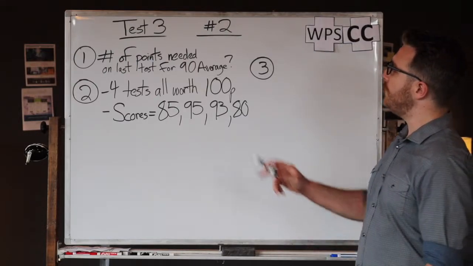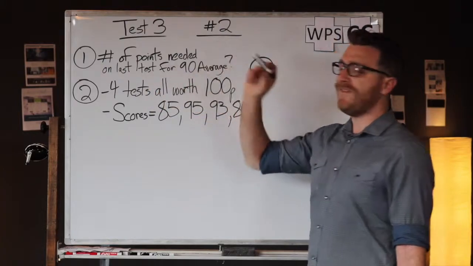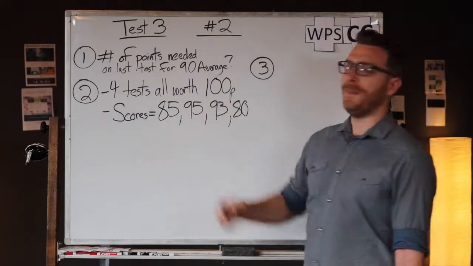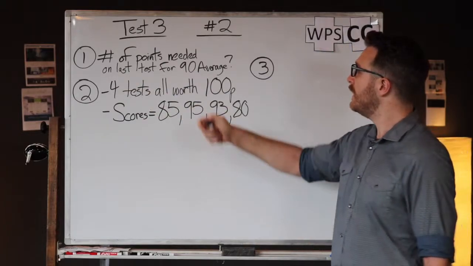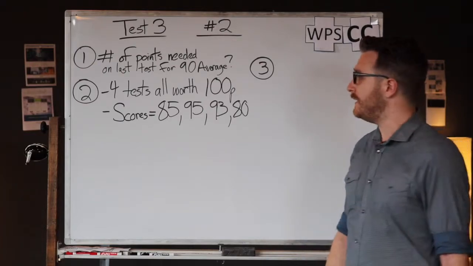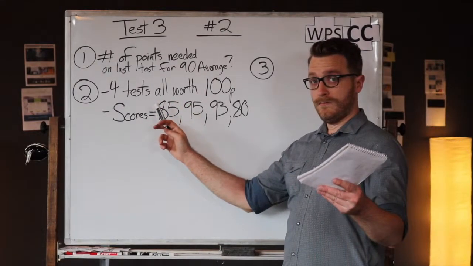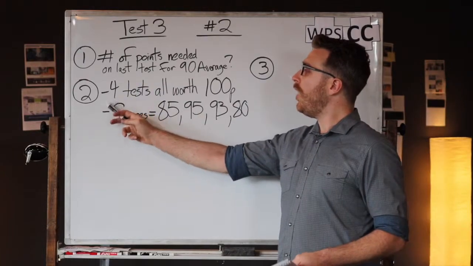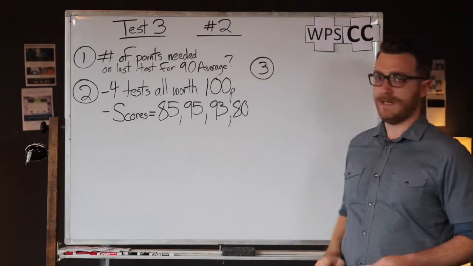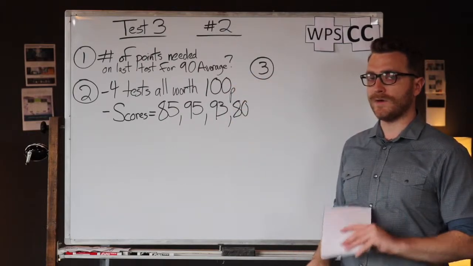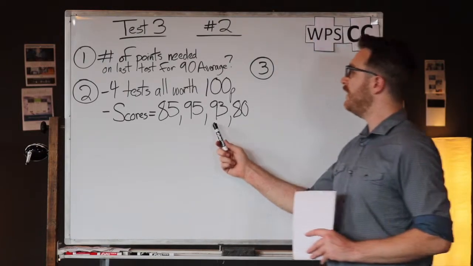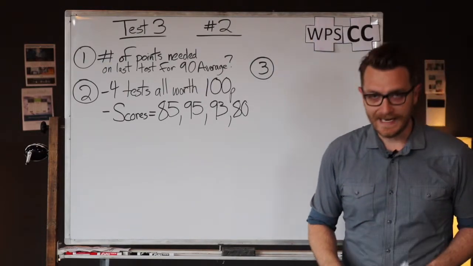Now, we have a student who has test scores, and what we are trying to find, that's what we look for in step 1, is what number of points is needed on the last of 5 tests to get an average of 90. So, what do we know? Let's list that for step 2. All 4 tests already, and the next test, are all worth 100 points. And we know the previous scores that have happened on the previous 4 tests of 85, 95, 93, and 80.